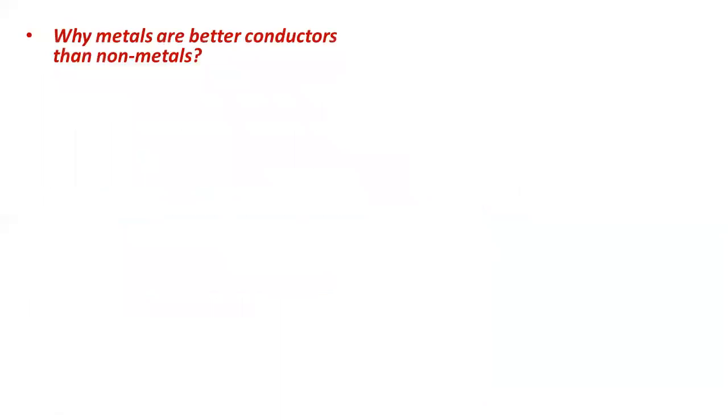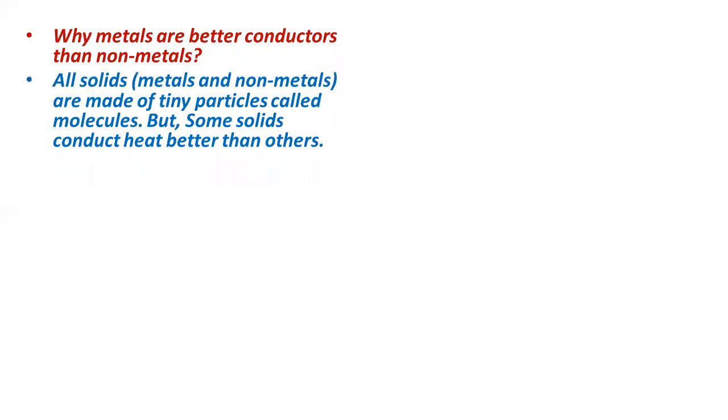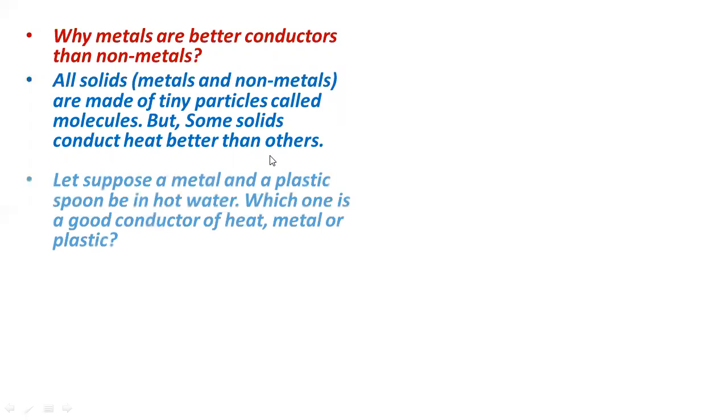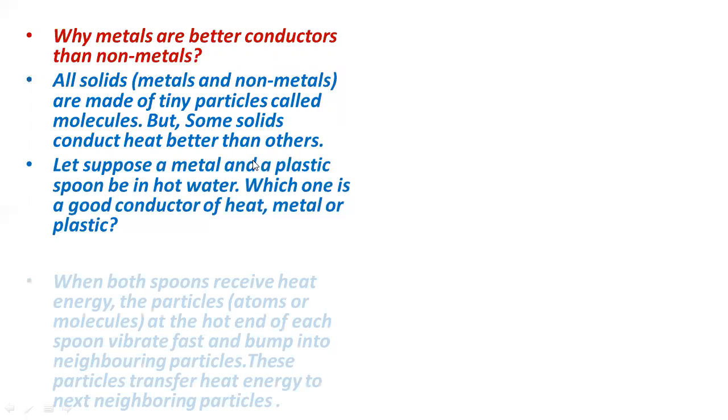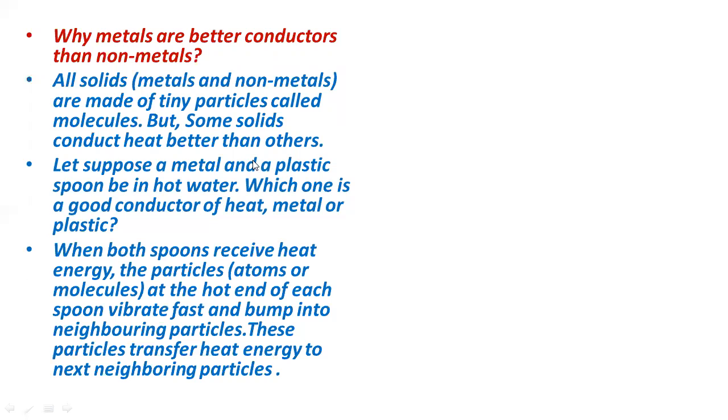Why are metals better conductors than non-metals? All solids, whether metals or non-metals, are made up of tiny particles. I told you those tiny particles are molecules, meaning atoms combined together to form molecules. But some solids conduct heat better than others. Let us suppose a metal spoon and a plastic spoon are in hot water. Which one is a good conductor of heat, metal or plastic? So it's understood that metals are good conductors of heat, and they are better conductors.